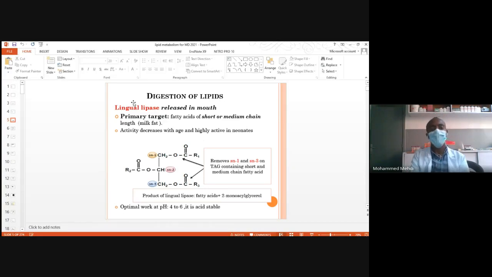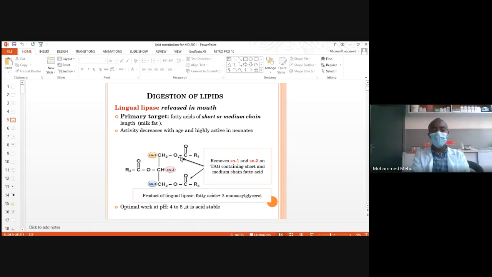Lingual lipase primarily targets the short and medium chain fatty acids of milk fat. Milk consumption usually occurs in children or neonates. Adults are not milk consumers, as they consume other types of food than milk. So this activity decreases with age, and it is highly active in neonates.